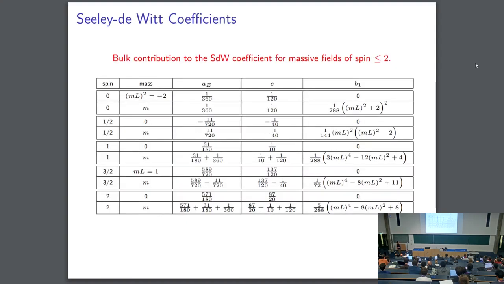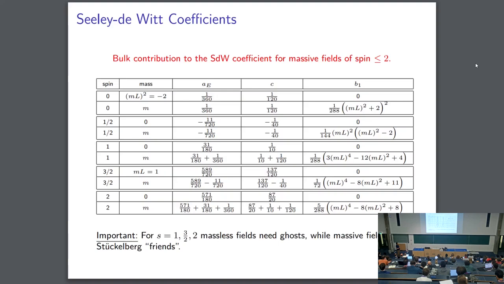Okay, so we turned the crank and we did all of this for fields of spin up to 2, massive and massless. Some of these things are new. They were not done for some reason in the literature on asymptotically ADS Einstein-Maxwell solutions, but we did our homework. There's some subtle aspects here.